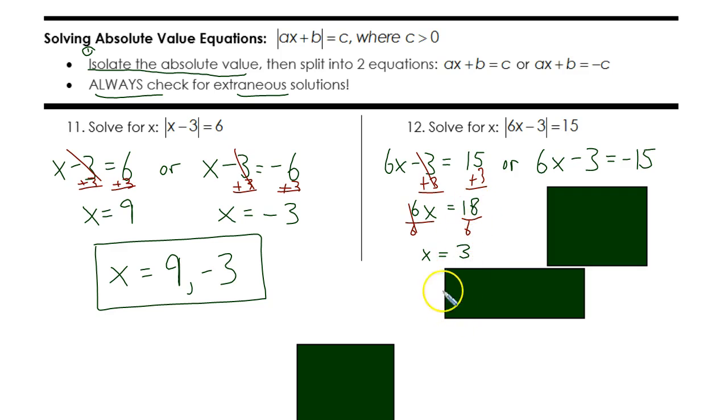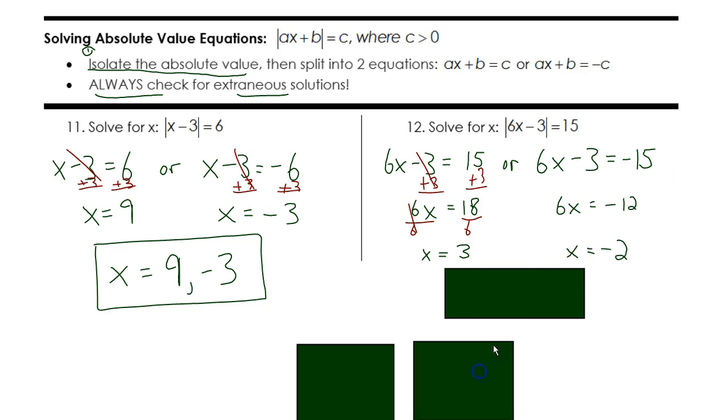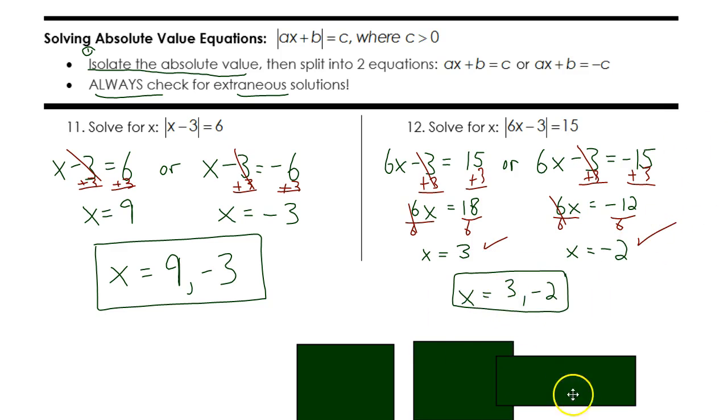18 divided by 6 is 3. 3 is one of the solutions potentially. I'll do the same thing for 6x minus 3 equals negative 15. I'll add 3. Negative 15 plus 3 is negative 12. I'll divide both sides by 6. Negative 12 divided by 6 is negative 2. I need to test both of these in my equation, and when I plug both 3 and negative 2 in, they both work. So they are both solutions to this absolute value equation.